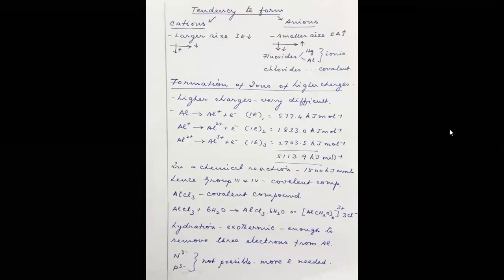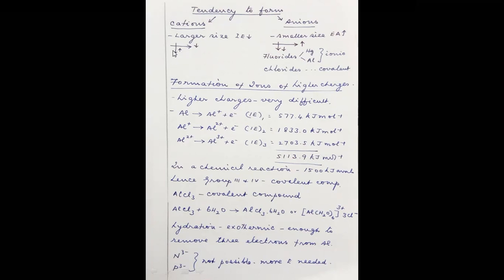Now, we are going to discuss the tendency to form cations and anions. Look at the cations. If the cation size is larger, then the ionization energy is lower. So the bigger atoms will have greater tendency to form cations.